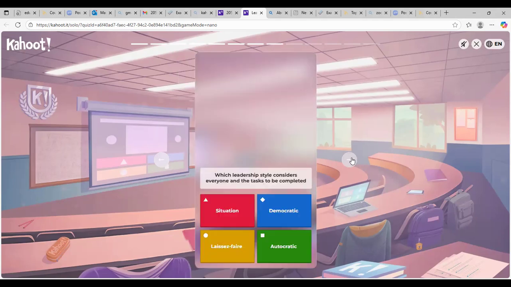Which leadership style considers everyone and the task to be completed? So we have the team members, we have the patients that we're going to provide the best care for, and the care plans and the interventions that we should be doing to take care of them. Which leadership style considers all of that? Everyone and the task. Democratic. Democratic. Okay.